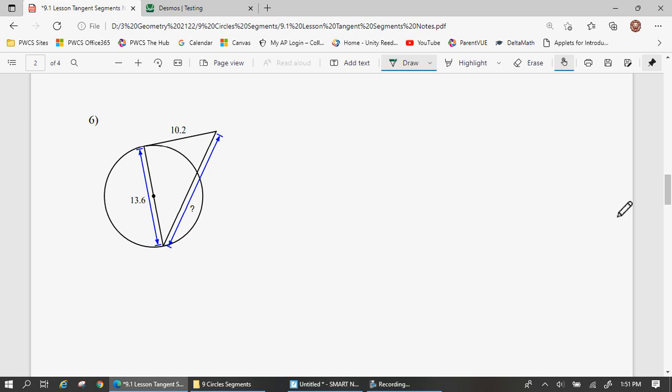So I want you to give this one a try. Use your newfound knowledge of tangents and diameters and tangents and radii and your previously obtained knowledge of Pythagorean theorem and find the missing side here. When you're done, press play and check your answer.